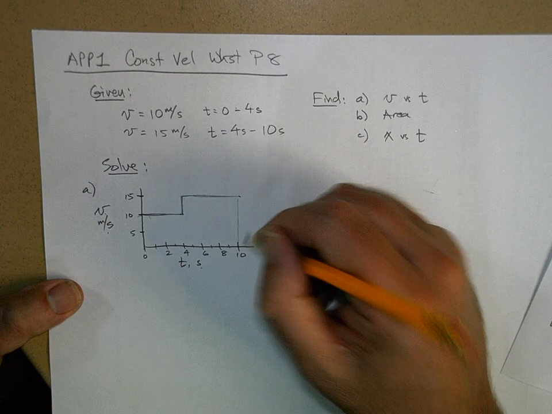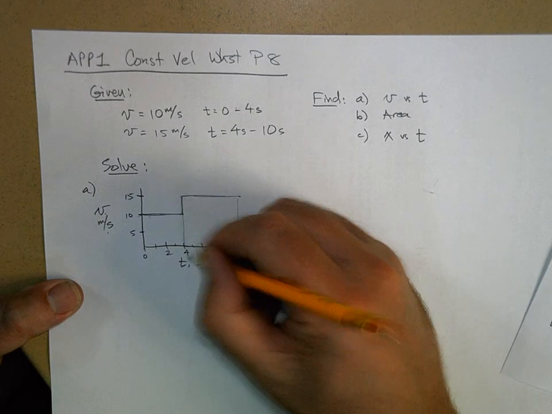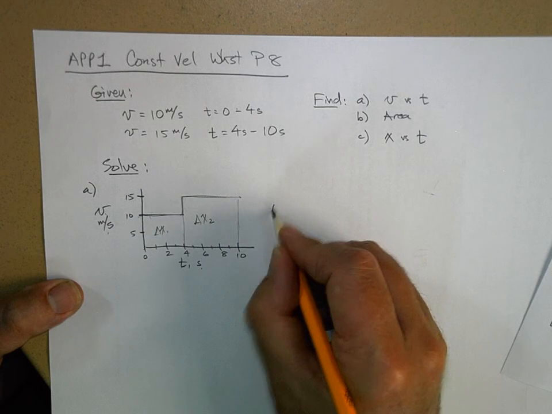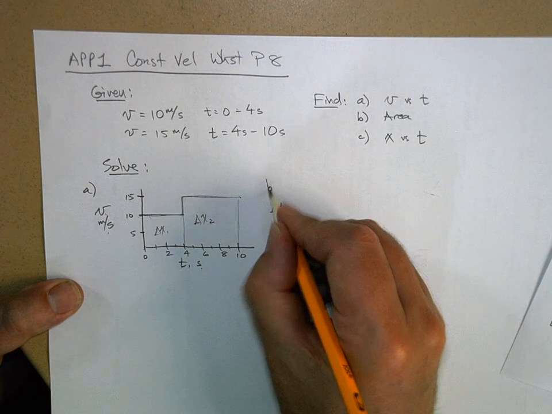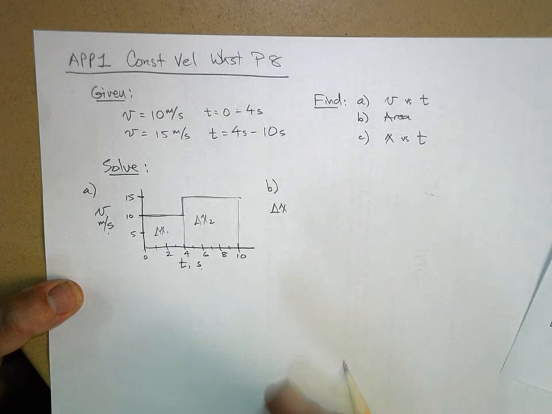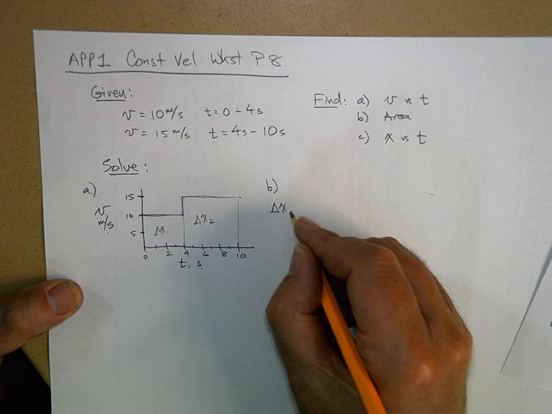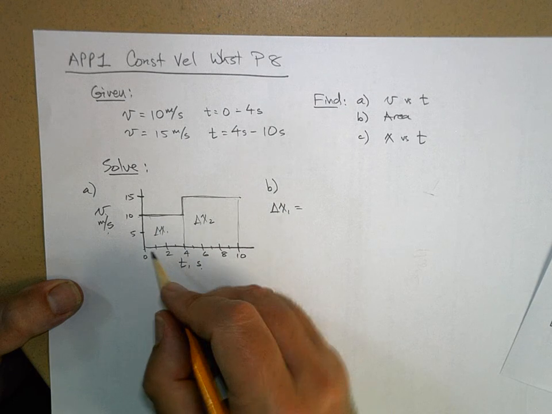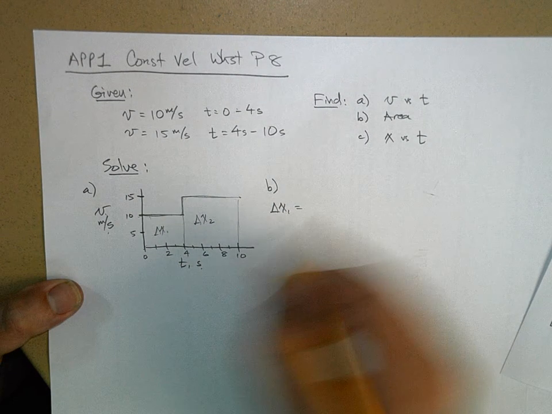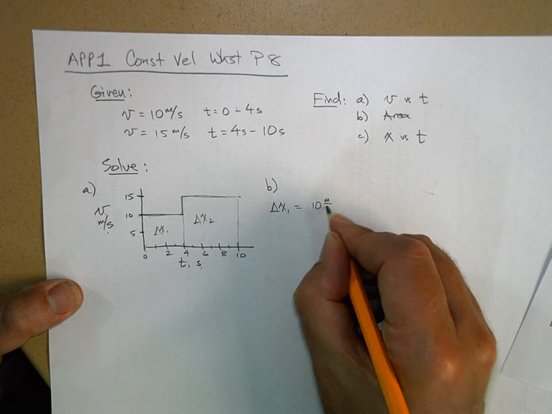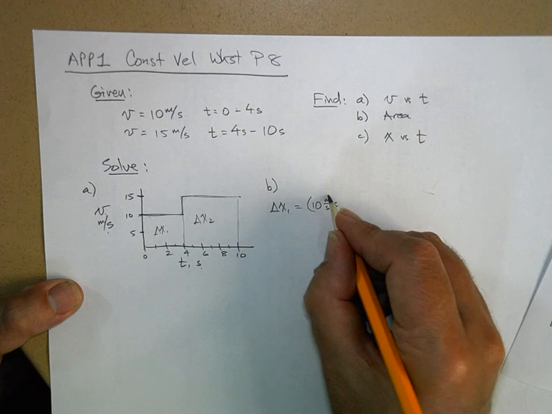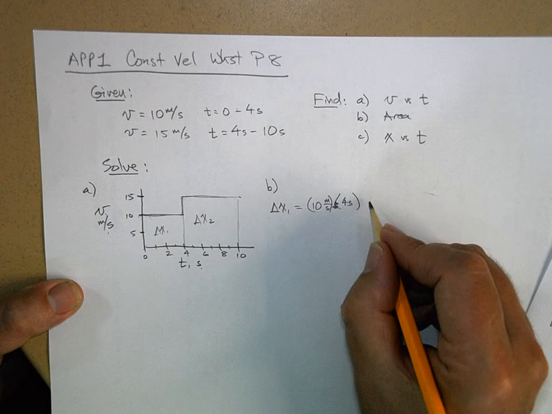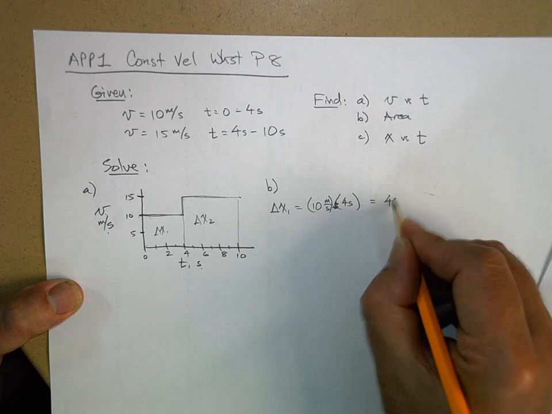Now, the area underneath this graph, we've got two rectangles. We have a delta x1 and delta x2. And so this is for part B. And that's what the area represents, is displacement. So I'm just going to start off, delta x1 equals, well, we went 10 meters per second for 4 seconds. So that's 40 meters.